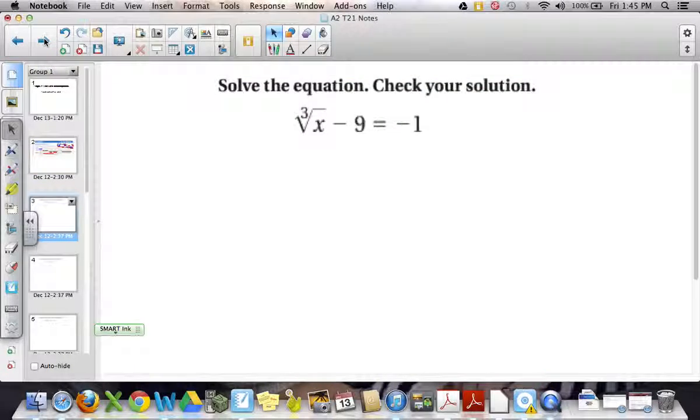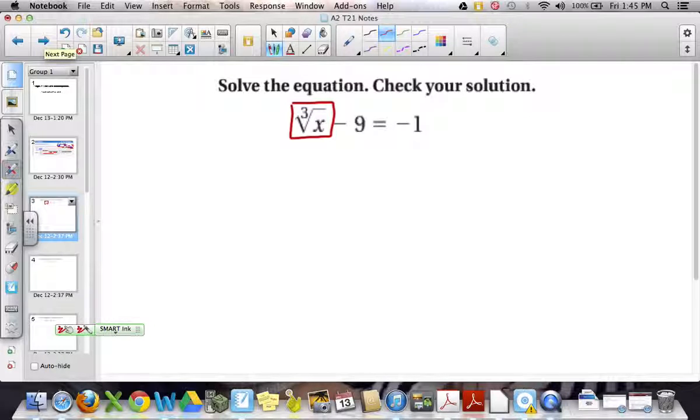All right, so let's begin with some examples. This first one, we have the cubed root of x minus 9 equals negative 1. So my first step is to isolate the radical. So here's my radical. I want to get that by itself. That means I want to get rid of this minus 9, so I'll add 9 to each side of the equation. When I do that, I end up with the third root of x equals 8.